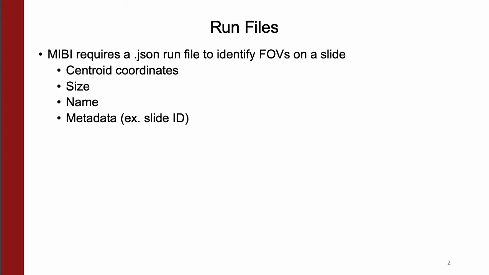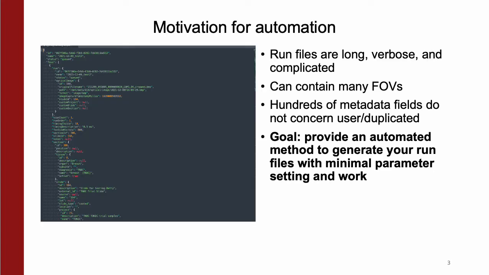As a bit of context, your MIBI machine requires a JSON file to identify FOVs on the slide you wish to generate. Each FOV needs info such as centroid coordinates, size, a name, and some metadata. Unfortunately, these run files are not the friendliest to look at. The massive number of FOVs and metadata fields they contain make them extremely long. So the goal is to provide an automated process which allows you to generate these MIBI run files easily.